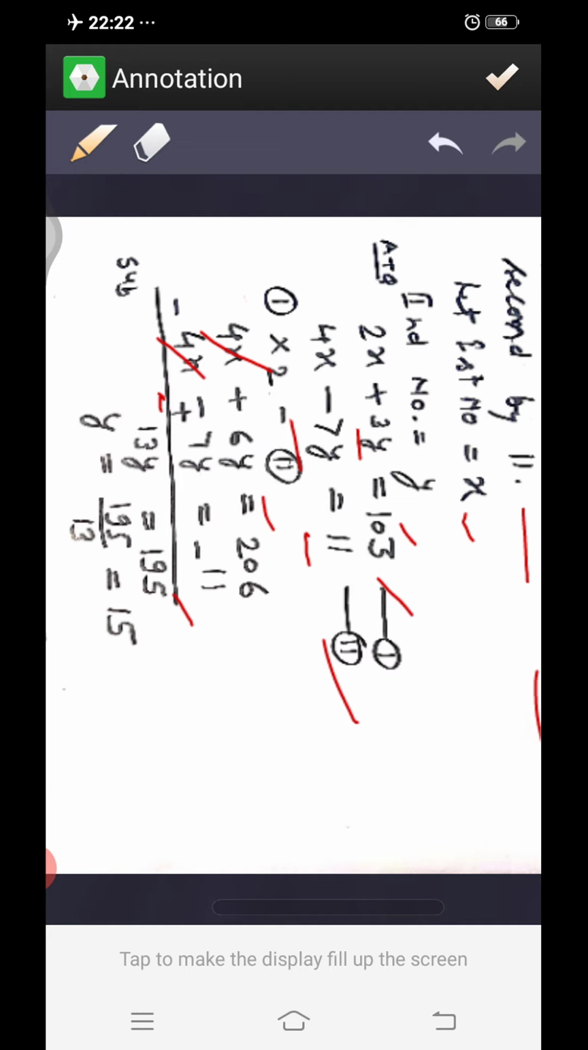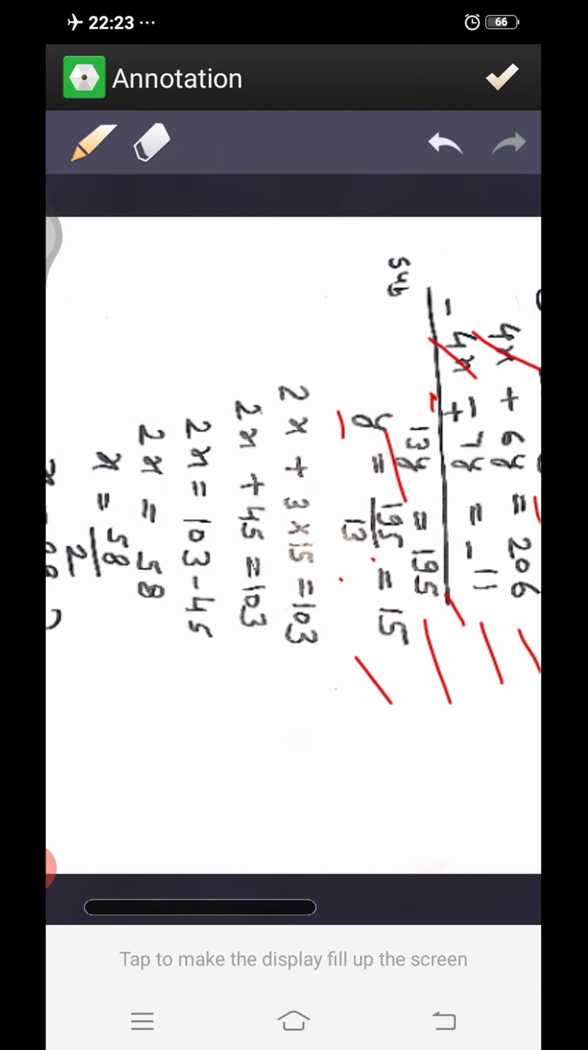6 and 7, 13y added, equal to 206 minus 11, that is 195. So y equals 195 divided by 13, that is equal to 15. We have got our first part, that is y, the second number.